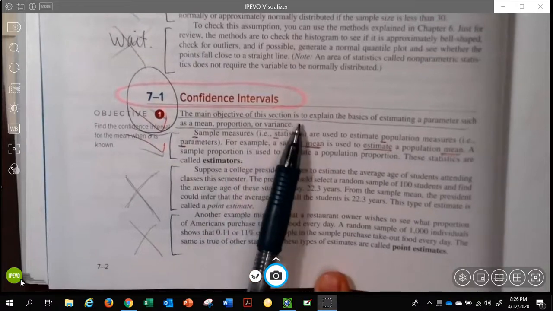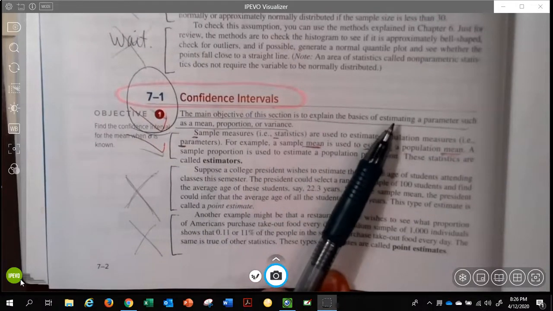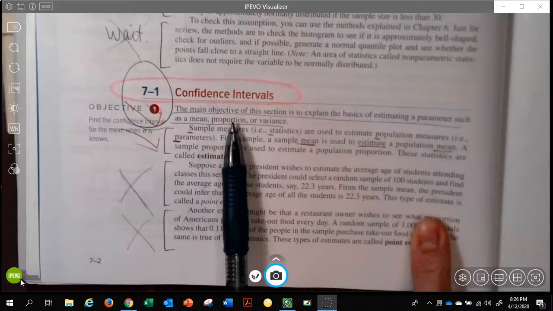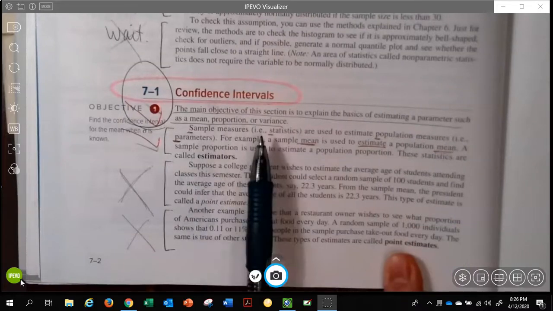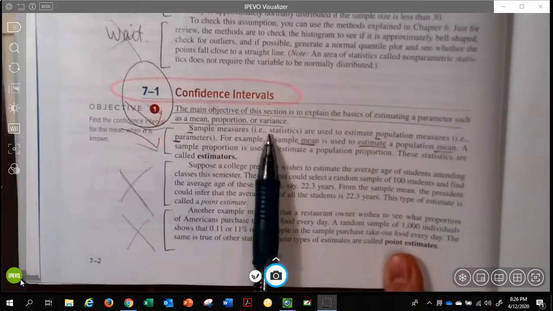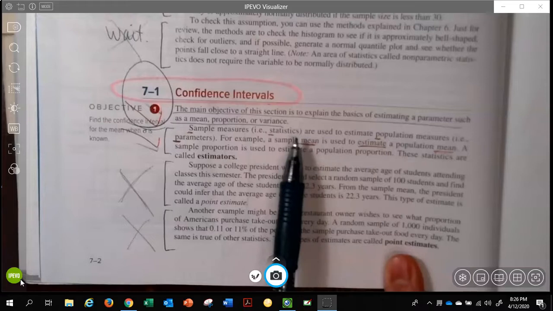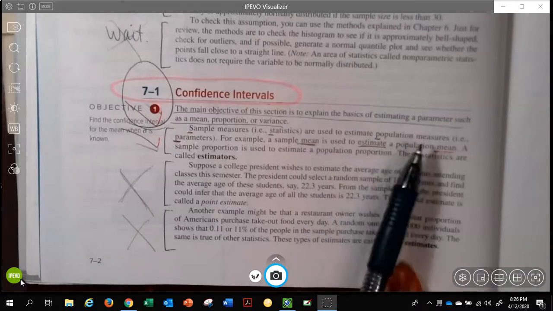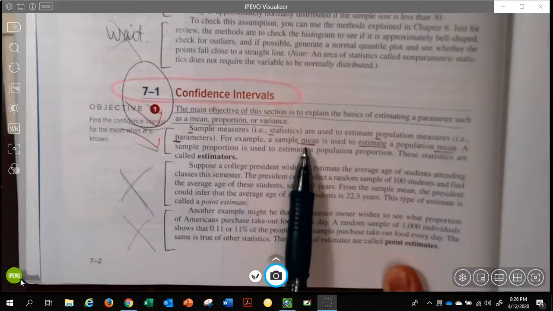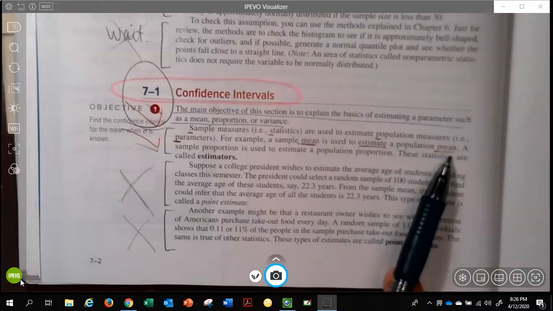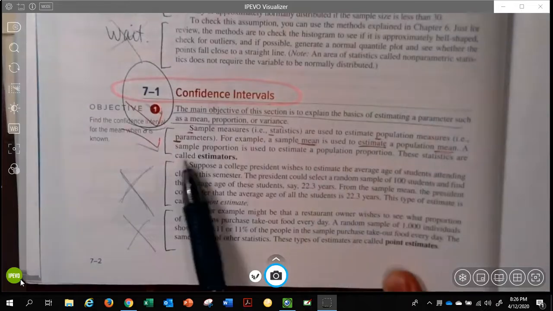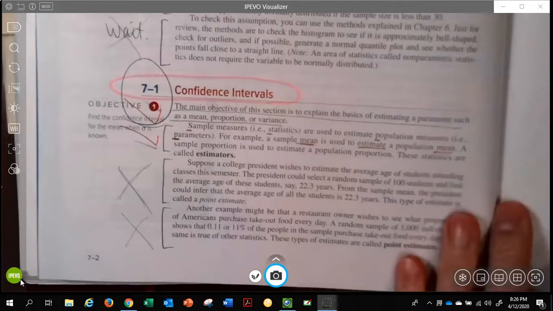The main objective of this section is to explain the basics of estimating what is going on with the population. Like what's the mean, what's the proportion, what's the variance. I underlined the S's and I underlined the P's. Sample goes with a statistic. Sample measures, like a statistic, are used to estimate the population measures, the parameters. For example, a sample mean is used to estimate a population's mean, its average. A sample proportion is used to estimate a population proportion, and these statistics are called, well, makes sense, estimators.